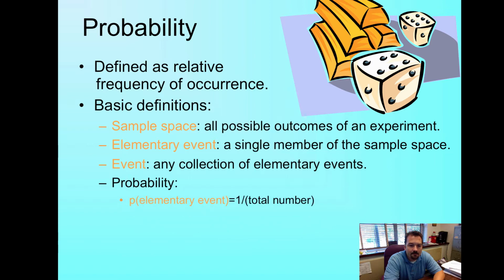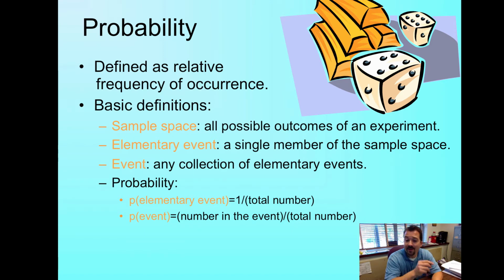And probability can be shown as the following here. P, of course, we've seen stands for probability. So the probability of an elementary event equals 1 divided by the total number in the overall space. The probability of an event is the number in the event divided by the total number in the space. And we'll see some examples of this in a moment here.